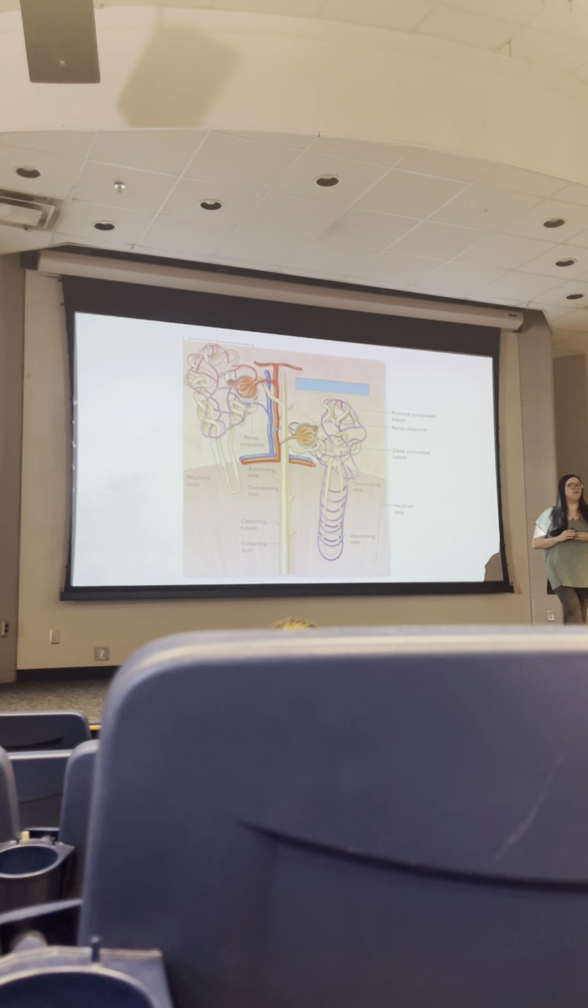Do we know our ratio about how much of our nephrons are juxtamedullary? Is it the majority or minority? Minority, right? We're working with about 15%.